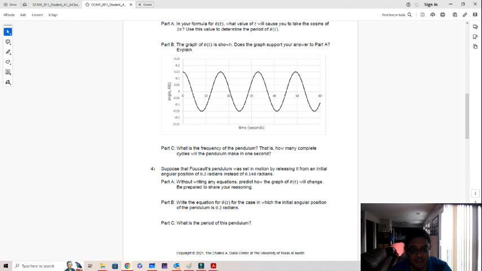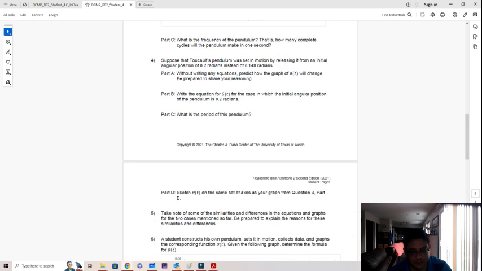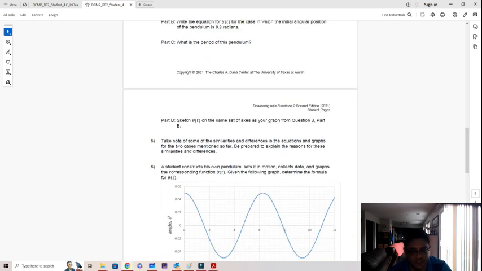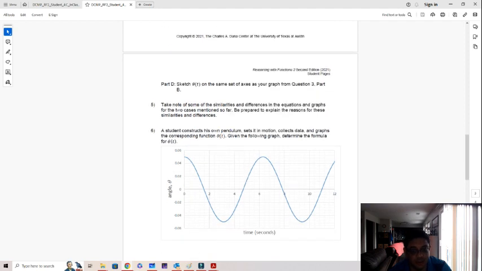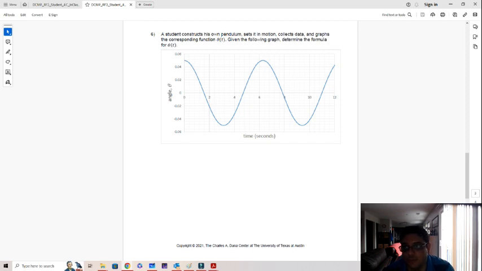So instead of having theta 0 be 0.148, let's do 0.2. So now your function is going to change. So now you need to change the function, and you need to see how it behaves. You need to see again what is the period of this new function, and what is the initial position with this. Also, you want to sketch this and make a comparison between the two graphs. So that overall is what you need to do for 4a.